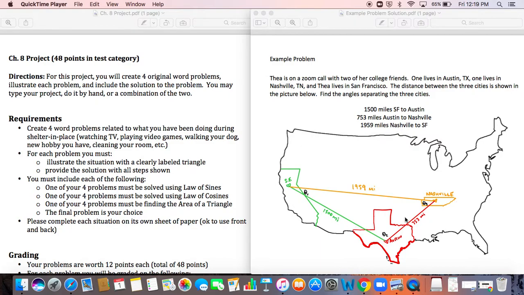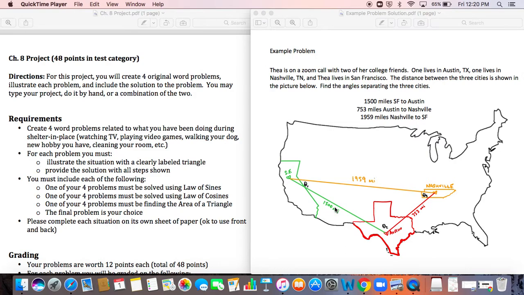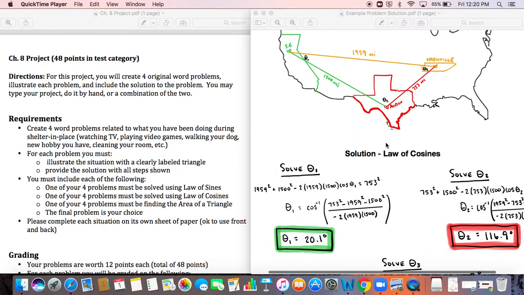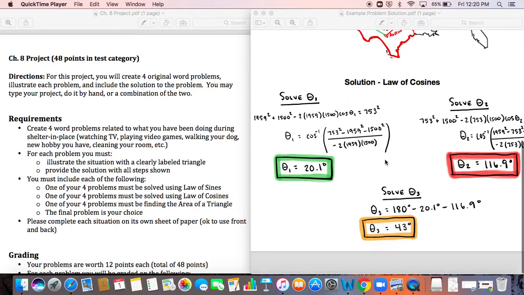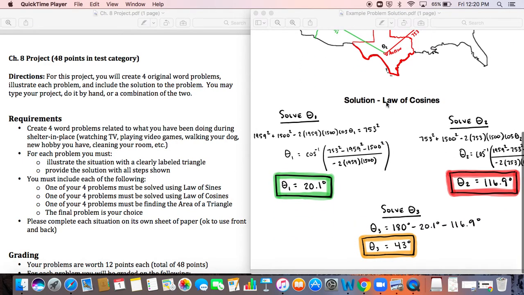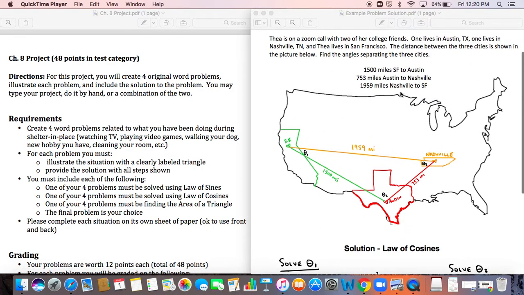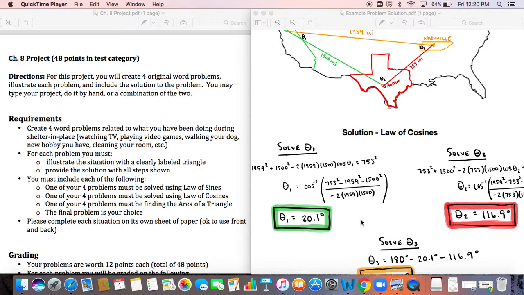So it's all drawn out here. Found the distance between each of those cities. Make it as accurate as possible, but it doesn't have to be perfect. And then the solution is included, okay? And it's clear what method we're using to solve. So that's like the basics of it. You're going to be making 4 of these total. Notice the illustration is here, the problem is here, and the solution. You have to include all of those things. And you need to show the steps for your solution.